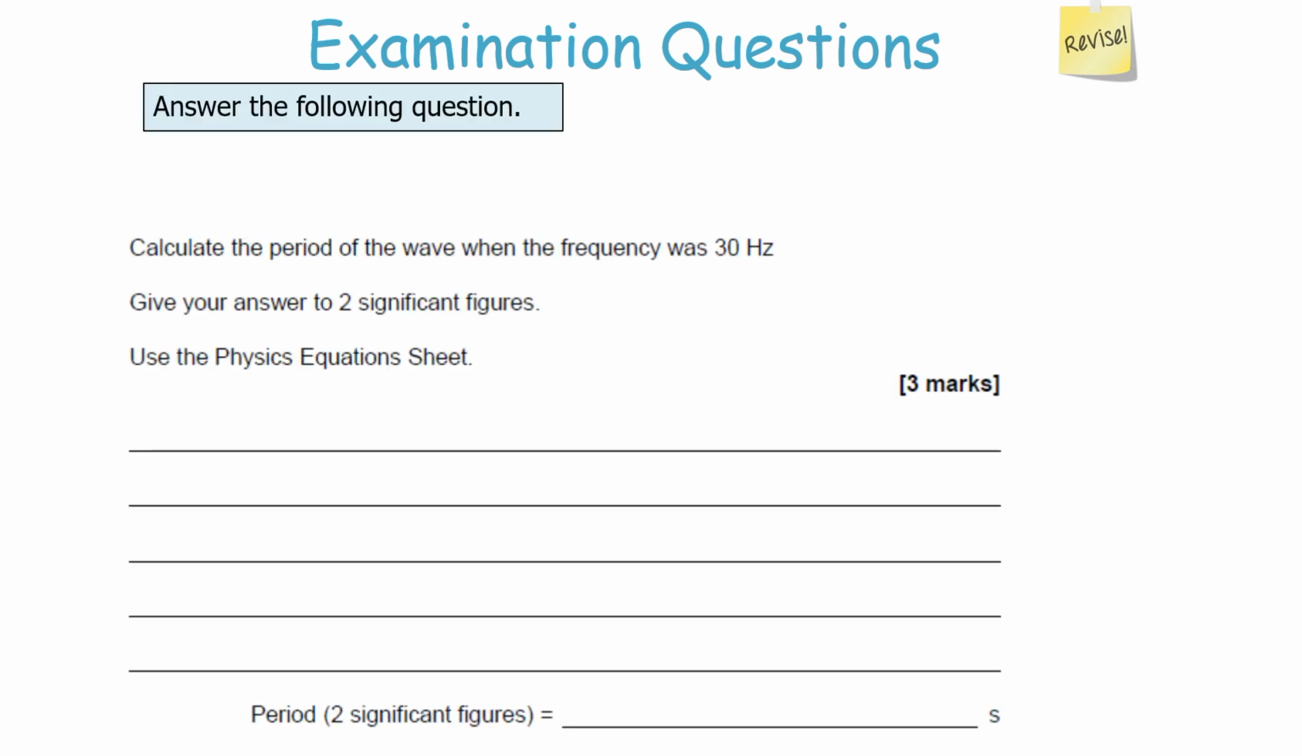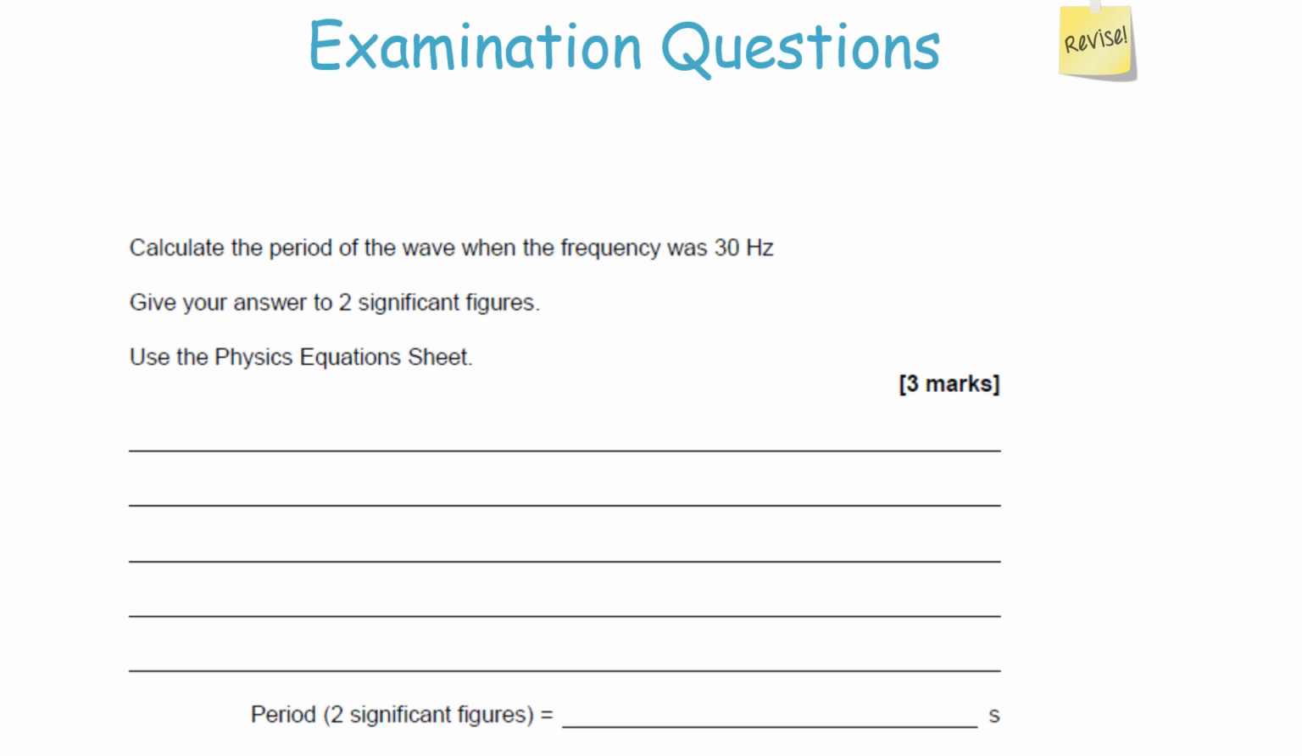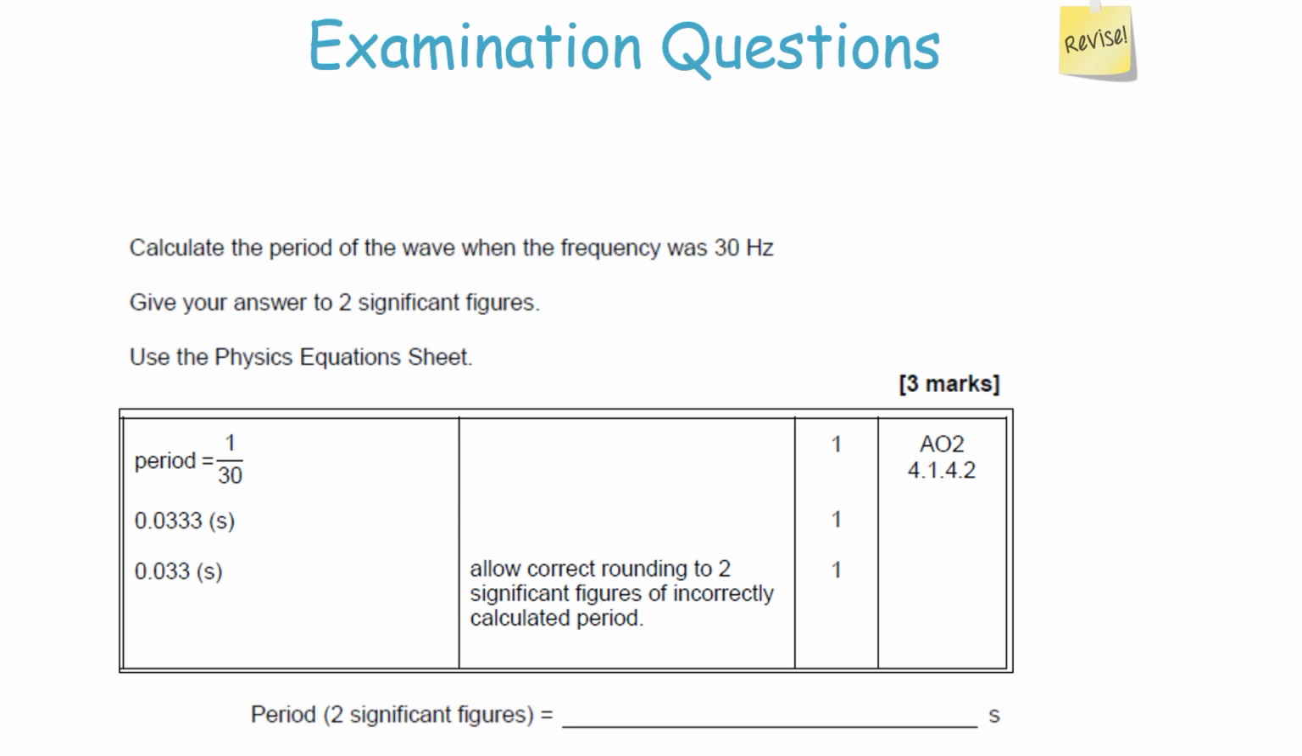The next question says, calculate the period of a wave when the frequency was 30 Hz. Give your answer to two significant figures. So pause the video now, then unpause the video when you want to go through your answer. Right, you've got to know what this equation is, and that's frequency is 1 over time period, so therefore time period is 1 over frequency. As always suggested, put in the numbers first, and so you say it's 1 over 30. So you get an answer in your calculator of 0.033333 seconds. Now you've got to write your answer to two significant figures. So our answer is 0.033.